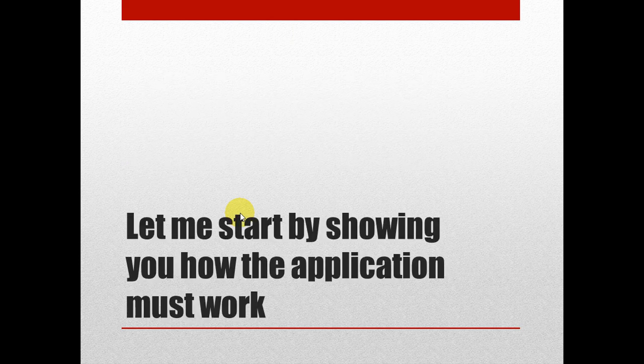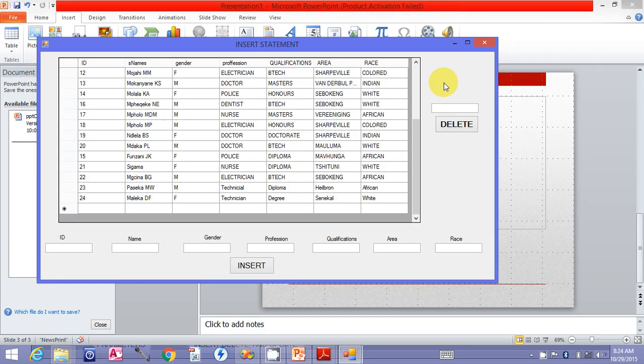Let me start by showing you how the application must work. When we load the application, we see the following. Under insert, there are 1, 2, 3, 4, 5, 6, 7 text boxes. In other words, there are 7 inputs. Under ID, we have 24 records. I'm going to insert record number 25.